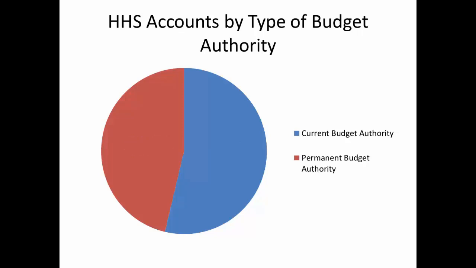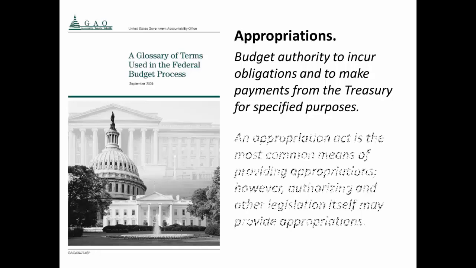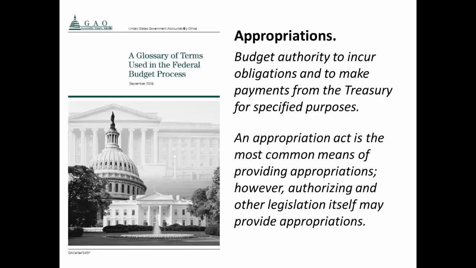In order to get a better understanding of permanent authority, let's return to GAO's glossary of terms used in the federal budget process that we reviewed in Module 1. Recall that GAO defines appropriations as budget authority to incur obligations and to make payments from the Treasury for specified purposes. It goes on to say, an Appropriation Act is the most common means of providing appropriations. However, authorizing and other legislation itself may provide appropriations.